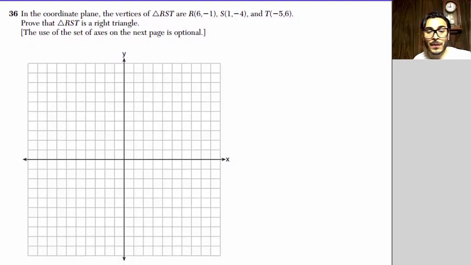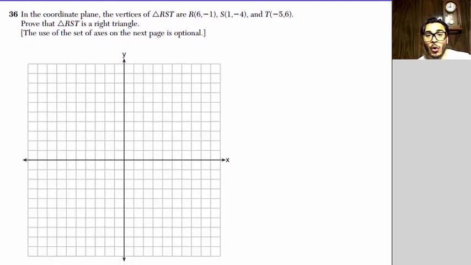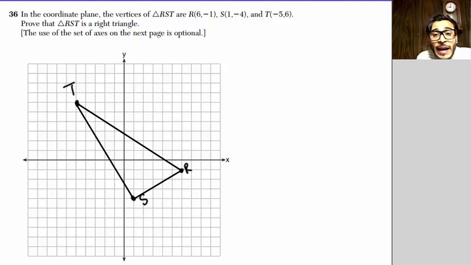We made it. It says in the coordinate plane, we got the vertices of a triangle RST. So let's go ahead and graph the triangle. Okay, there it is. I graphed it. And what we want to do is prove that this is a right triangle. Presumably, the right angle would be here. I just have to prove it.